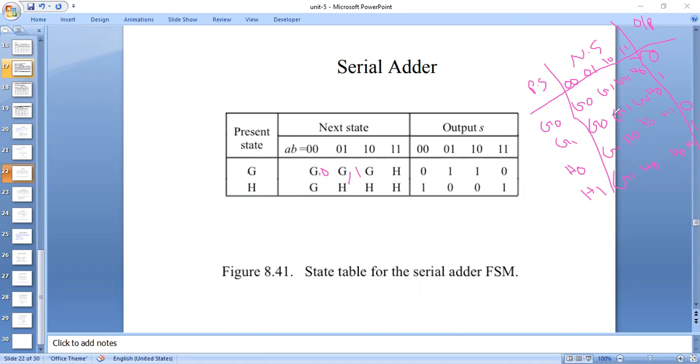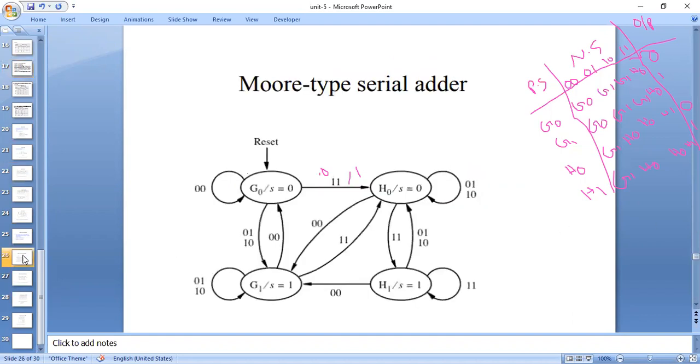And from this state table, you can draw the state diagram. How many states are in the state diagram? We have 4 states. So you can see clearly the Moore type state diagram. In this Moore type state diagram, for G0 the corresponding output will be 0. And if the input is 00, it will stay in the same state. For 01, it will go to the G1 state. So G1 is the next state. See where you take it, here it went to the G1 state. When the input is 01 or 10, the corresponding output will be 0.